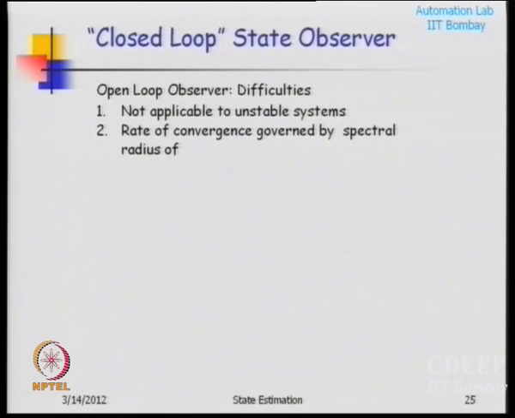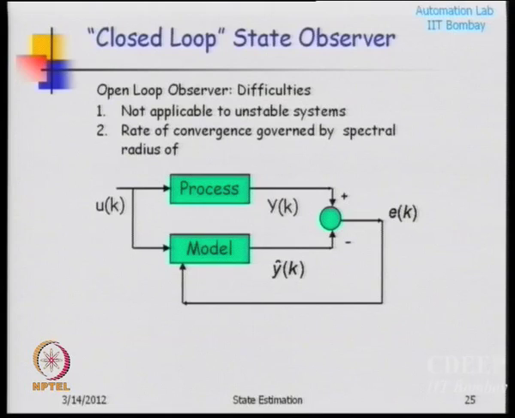So we design what is called a closed loop observer. Whatever we have done till now, running the model parallel to the plant, I am going to call an open loop observer. I am going to use some feedback information. I am going to give a feedback from the measurements of y to my estimator, and then accelerate the convergence. That's what I want to do. So the idea is this.